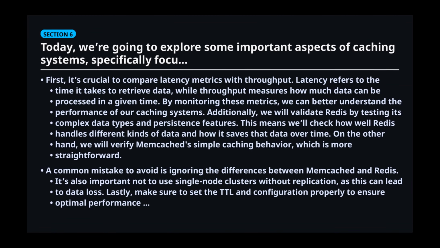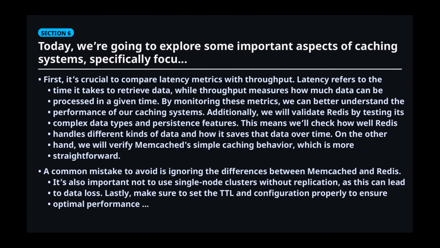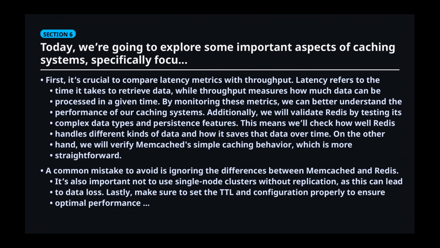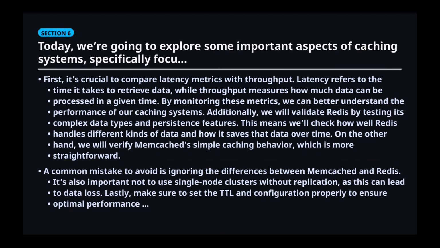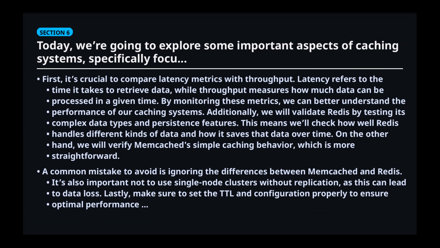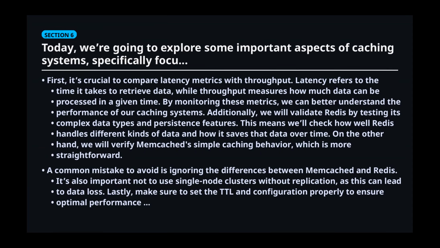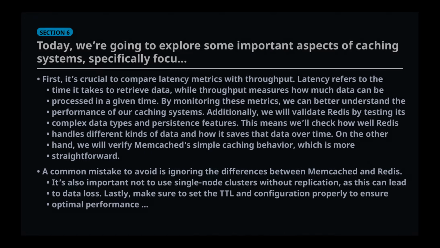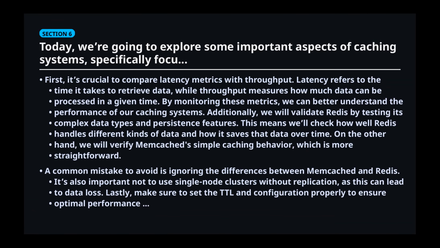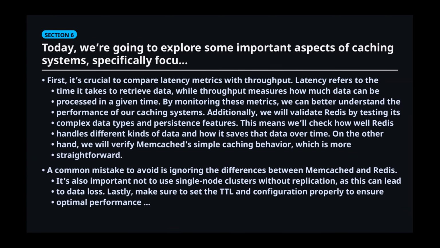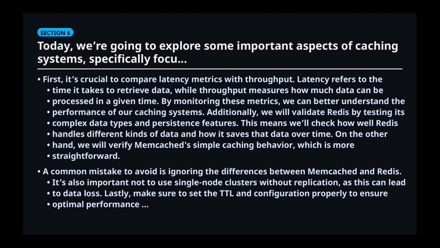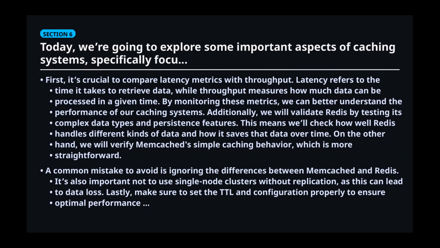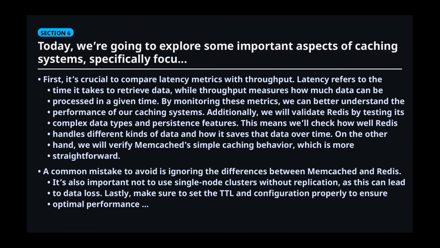First, it's crucial to compare latency metrics with throughput. Latency refers to the time it takes to retrieve data, while throughput measures how much data can be processed in a given time. By monitoring these metrics, we can better understand the performance of our caching systems. Additionally, we will validate Redis by testing its complex data types and persistence features. This means we'll check how well Redis handles different kinds of data and how it saves that data over time. On the other hand, we will verify Memcached simple caching behavior, which is more straightforward.